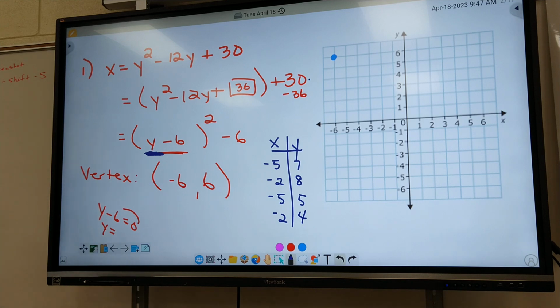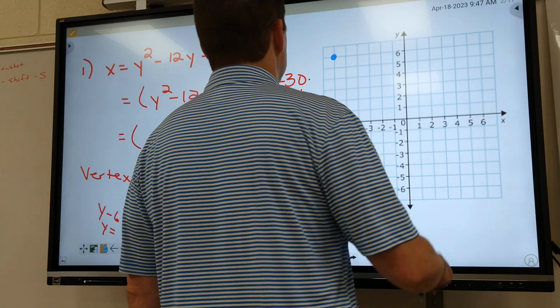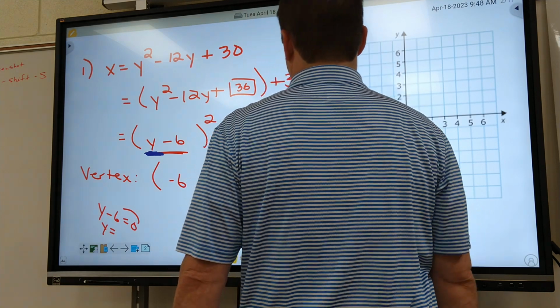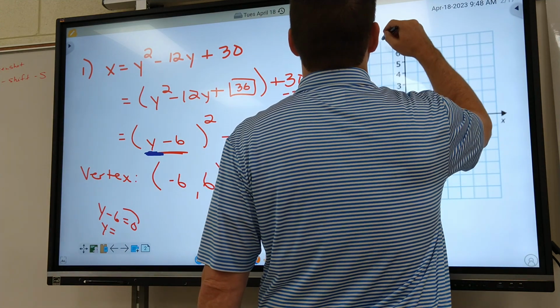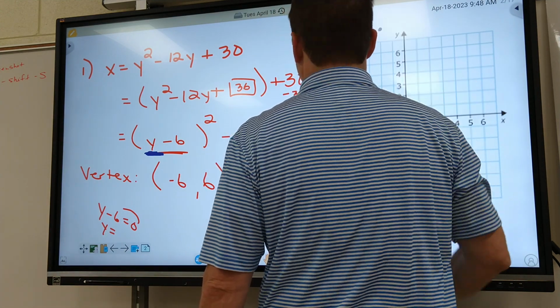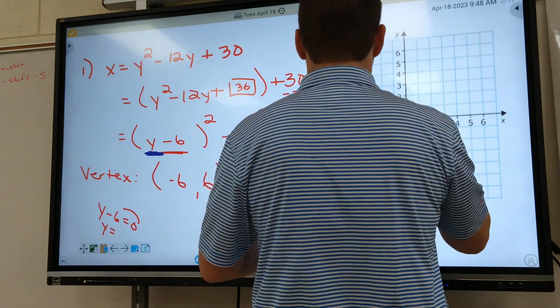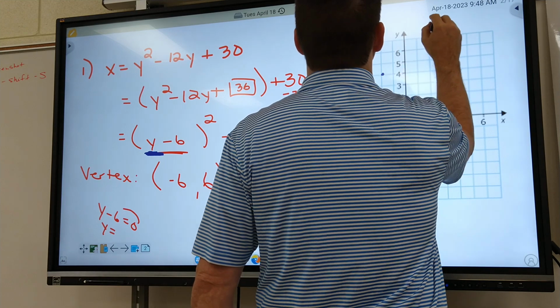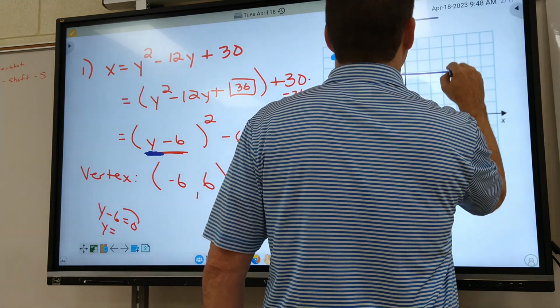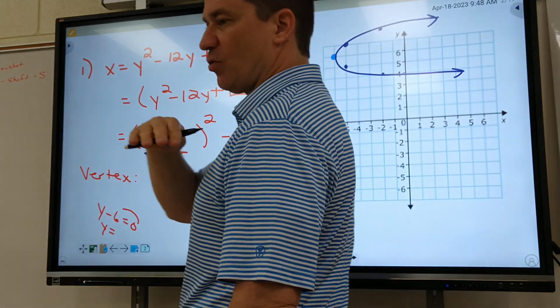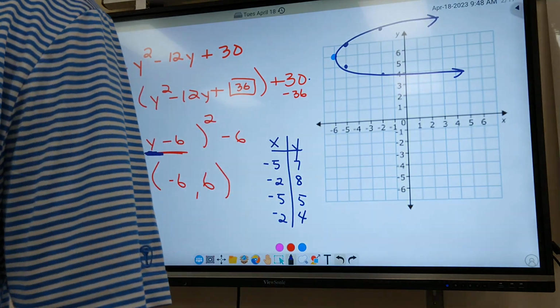All right, and when you graph this, negative 5 up 7 is here. Negative 2 up 8. I'm off the graph. Just kind of estimate where it would be on your paper. Negative 5 up 5. Negative 2 up 4. But it does, in fact, make a parabola that is horizontal, not up and down.